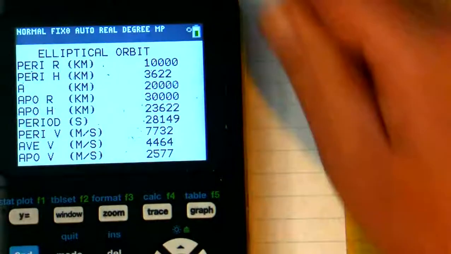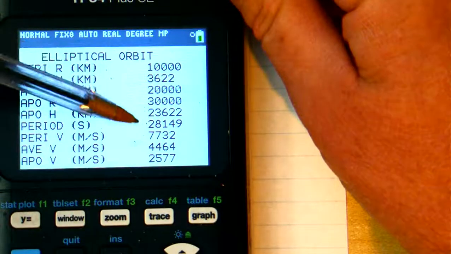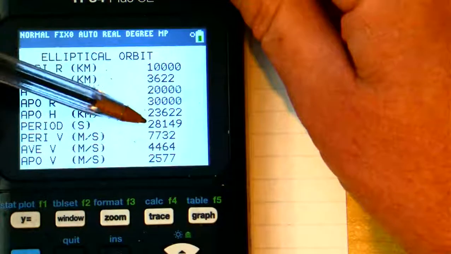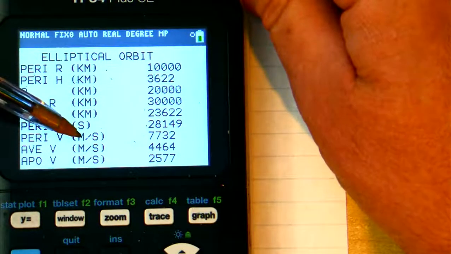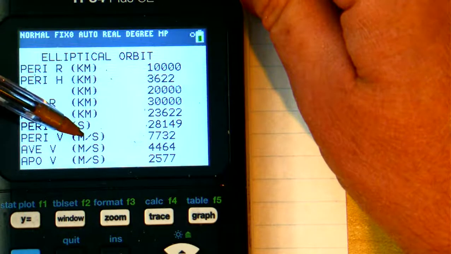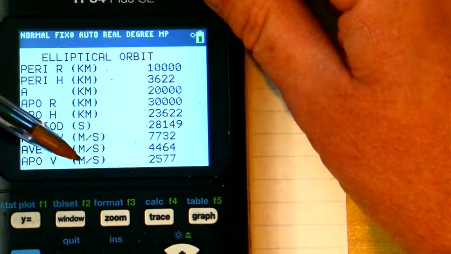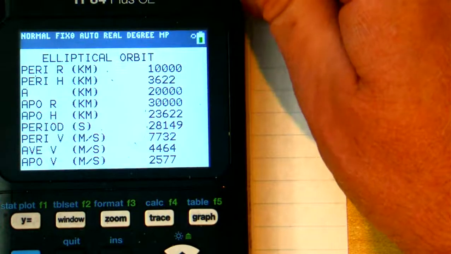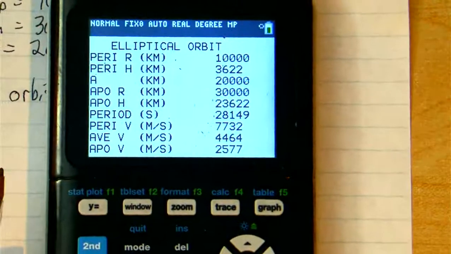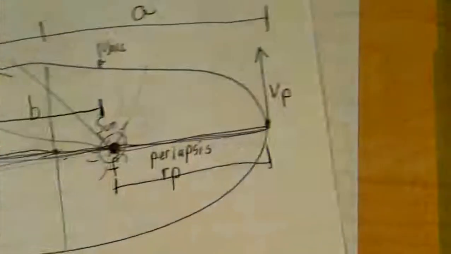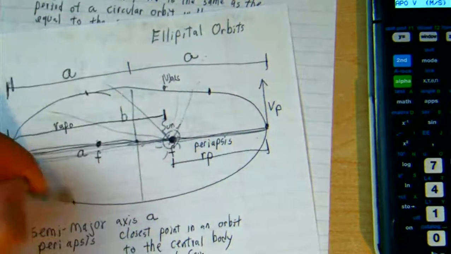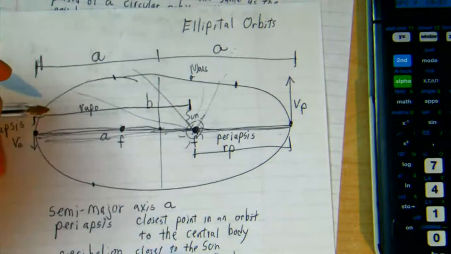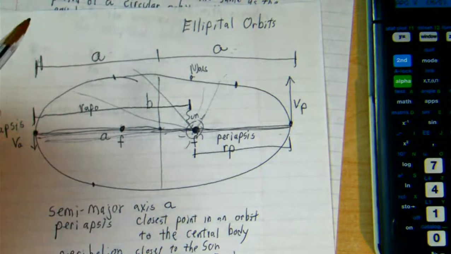So dealing with elliptical orbits, the new calculations for you to master deal with how we find the speed when it's going its fastest at periapsis, and how we find the speed when it's going its slowest at apoapsis. And you might be wondering, what about all the rest of the time on the elliptical orbit? What about when it's here or when it's there? What about there? And the good news is we don't care.